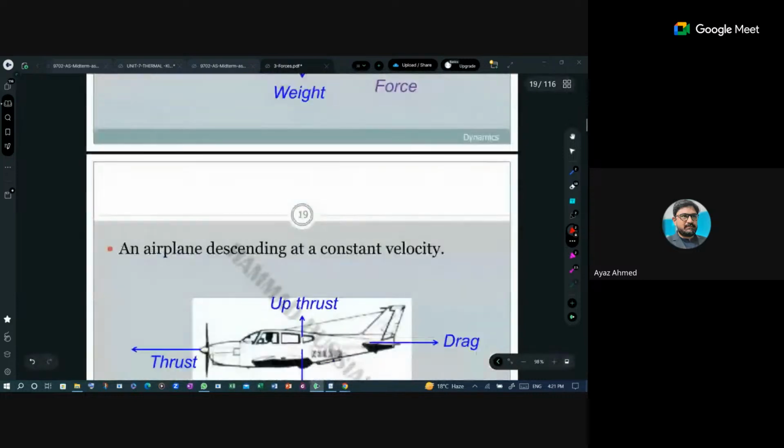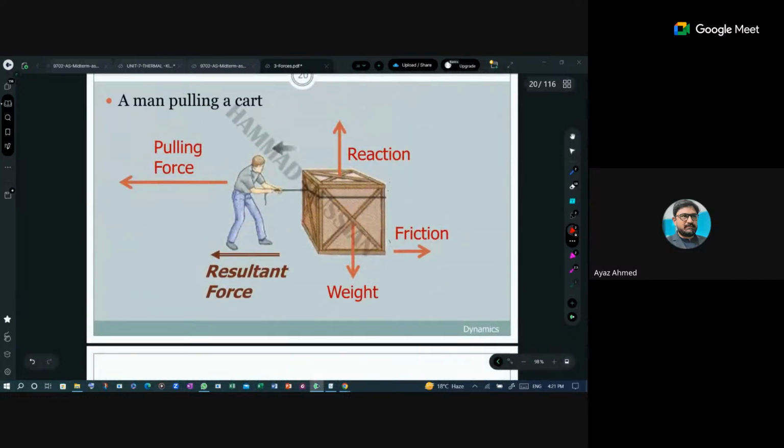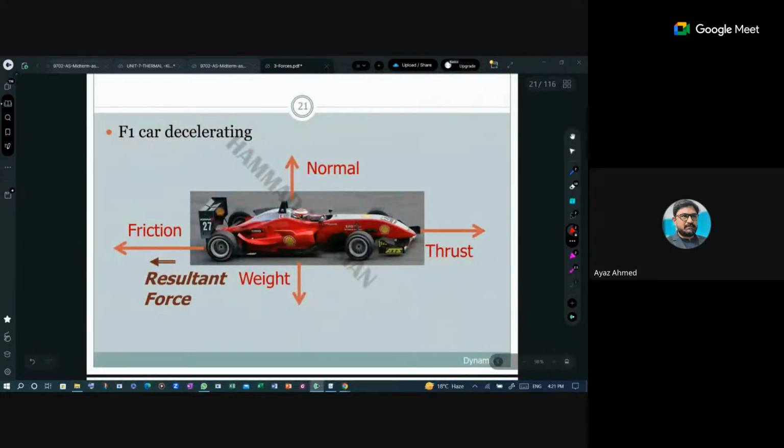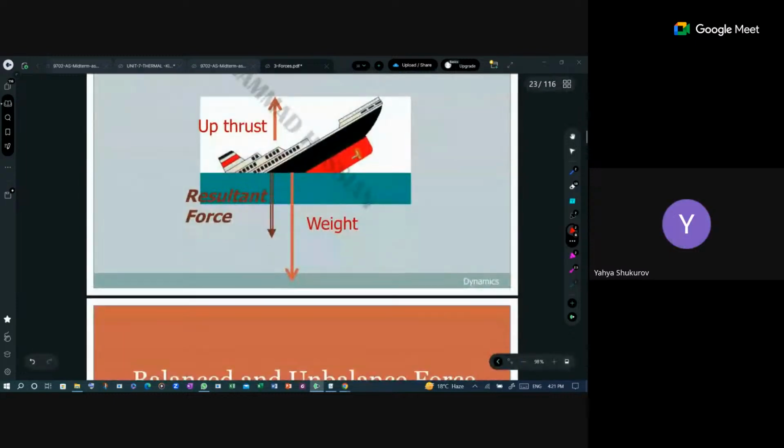So when an object is in a balanced condition, this is a pulling force, and it will cause a tension on this rope. Then this is a normal reaction force, then there is a friction force, then there is a weight. All of these forces would cause a reaction. In the same way, here, a Formula 1 racing car has different forces acting upon it. So I think you are now familiar with the rest of the forces, and how to handle these forces.